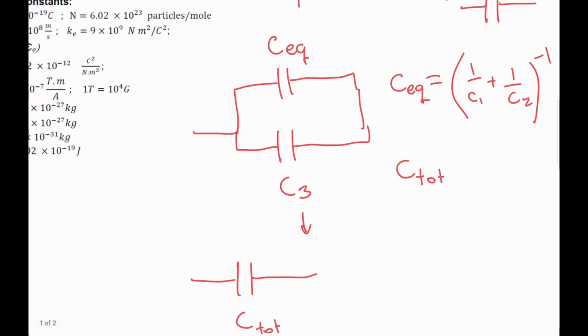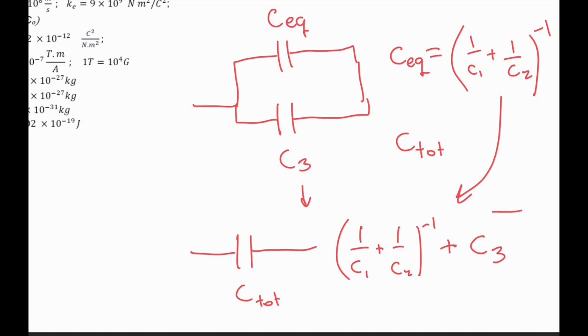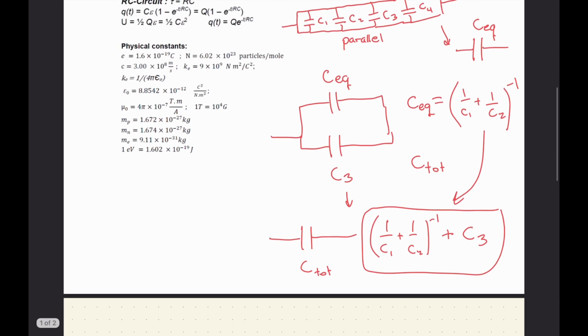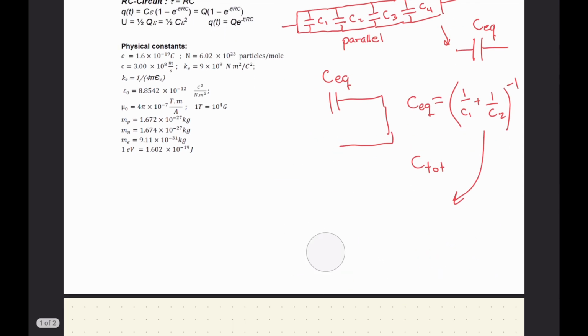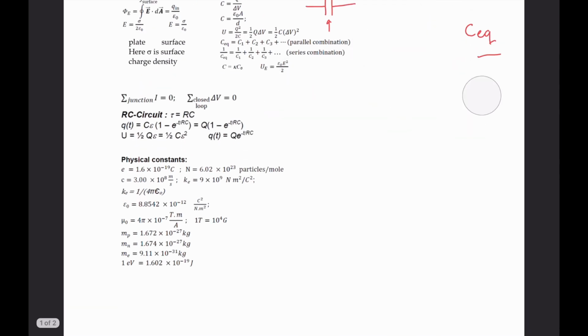Is I just take this capacitance here and I add C3 to it. So 1 over C1 plus 1 over C2, all of that to the -1 because we want to take the inverse, and then I just add C3. This would give me the total capacitance. And you do the same thing for resistors, except a little bit different. You have kind of opposite equations, which we will get to in a second.